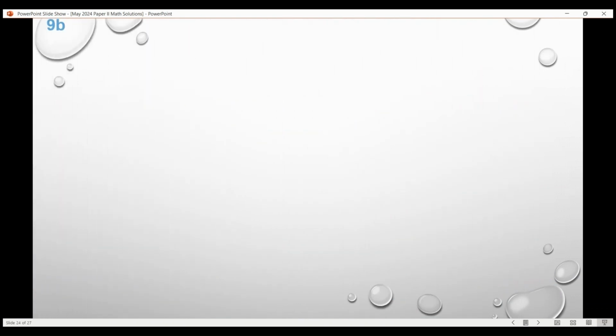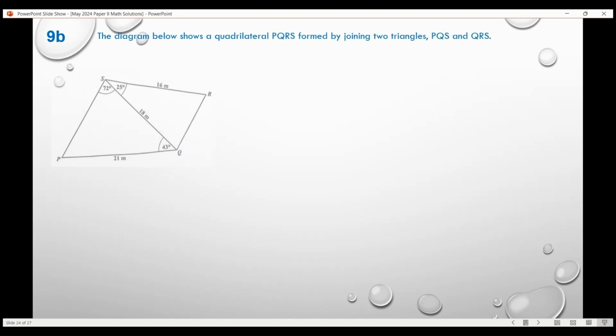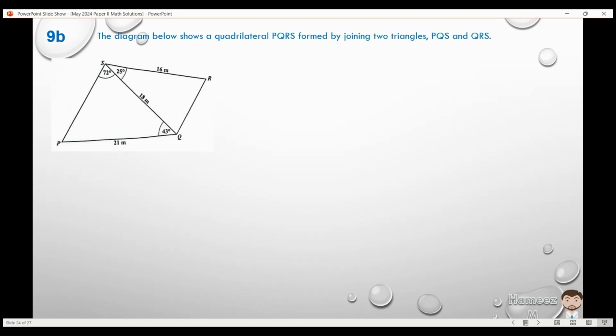Let's move on to number 9b. The diagram below shows a quadrilateral PQRS. And this is formed by joining two triangles, PQS and QRS. Calculate the length of QR. So you could bring it up with a little question mark just to indicate what we want. And if we look at that triangle, we have two sides, and we're interested in a third side, and we have an angle.